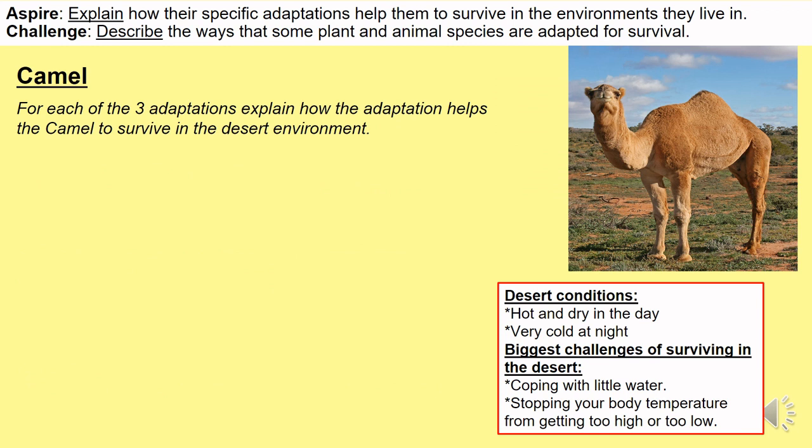Okay, the final desert animal we're going to look at is the camel. The camel has 3 adaptations which help it to survive in the desert environment. It's probably the first animal you think of when you think about the desert. And the first adaptation I'm going to ask you to consider is, why does Mr. Camel have huge feet? Then, why does he have long eyelashes?